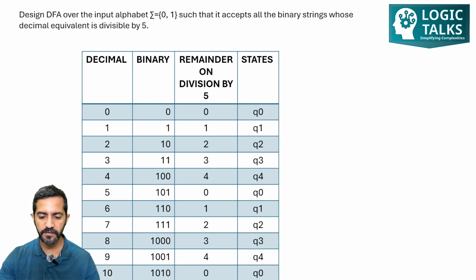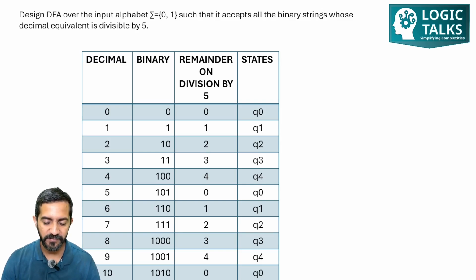As we can see in this table, the decimal numbers ranging from 0 to 10 are given in column number 1. Their binary equivalent is given in column number 2, and in column number 3 we have the remainder that we get by dividing the number by 5. The range is between 0 to 4, and the states that we have to make for our DFA are mentioned in column number 4. The number of states will range from Q0 to Q4, so we will have 5 states here.